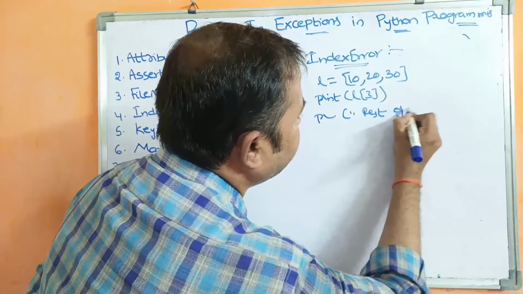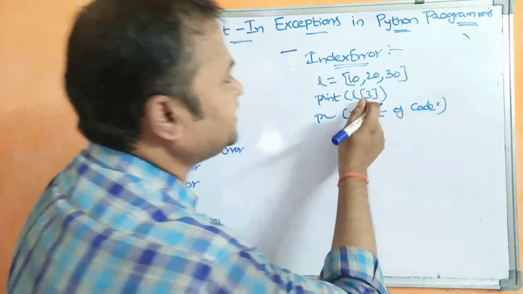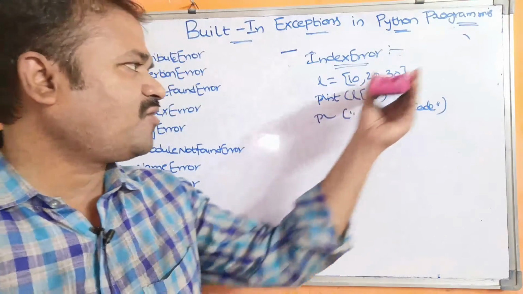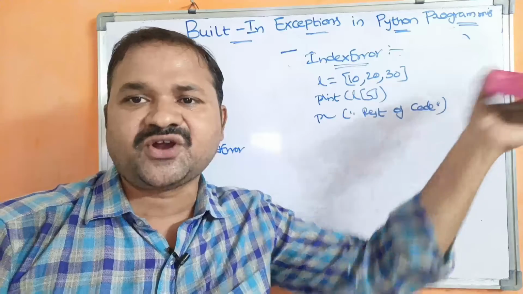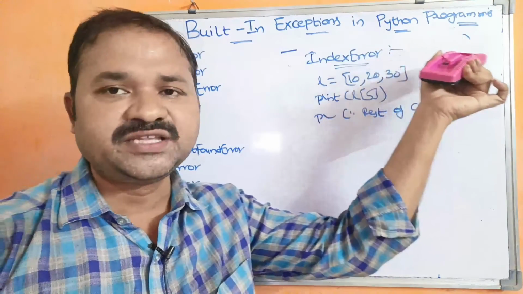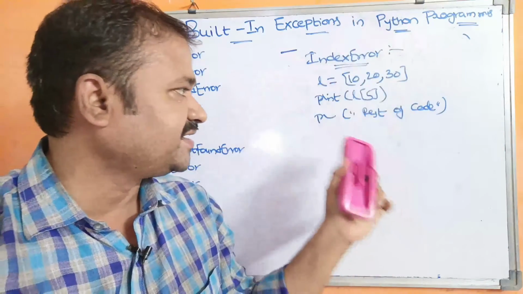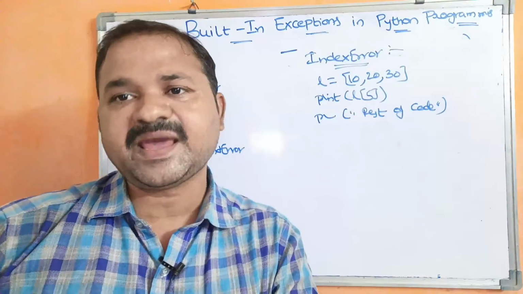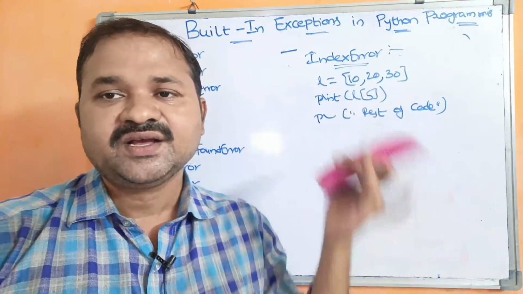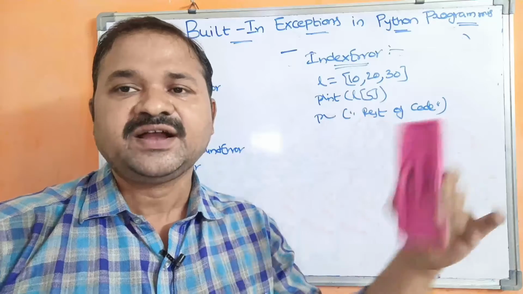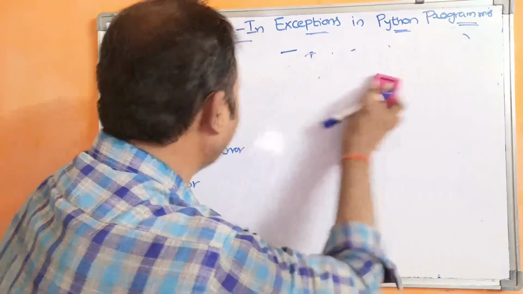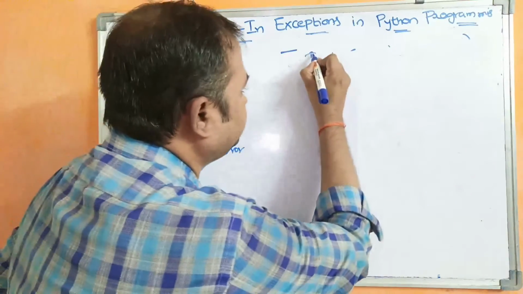So this message won't get printed. Whenever the statement is L of 3, or instead of L of 3, let us use L of 5. L of 5 is not here, and L of 3 is also not there. We can access only L of 0, L of 1, L of 2. So L of 5 is not there. So it will throw what? Index error exception. Okay. And this message, the rest of the program, won't get executed. So we have to handle the exception with the help of try and except, which we will see in the implementation part. Now let us see the next one, that is key error.